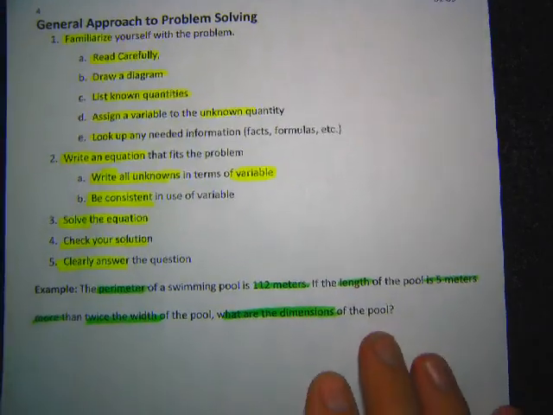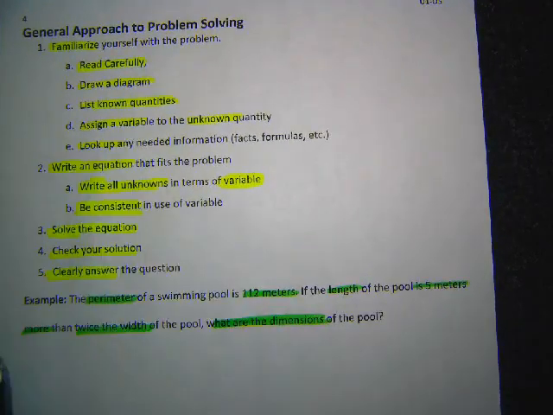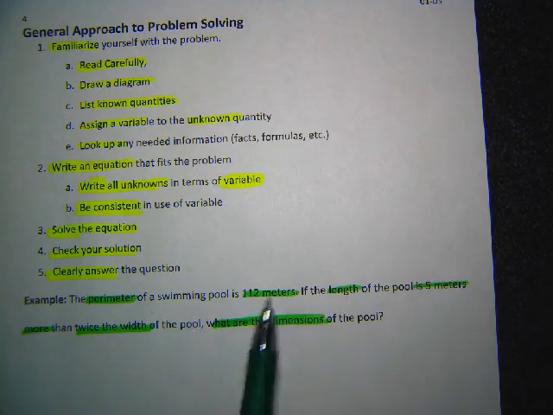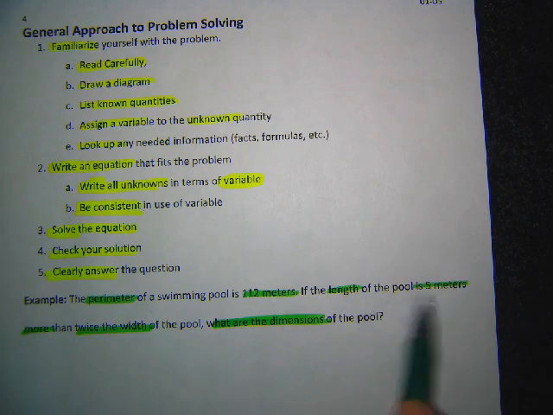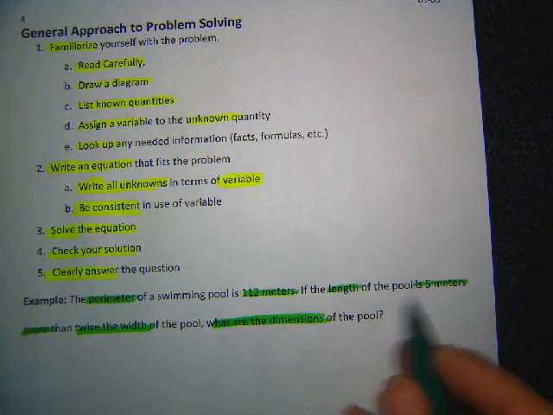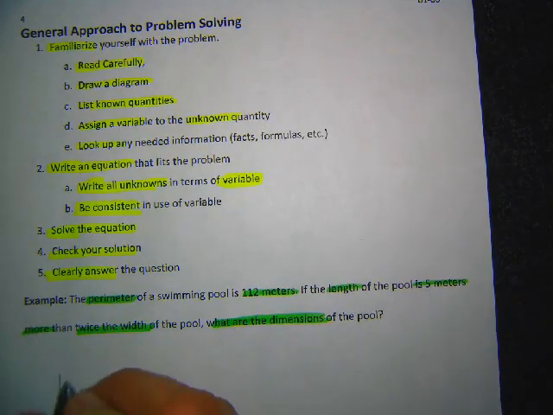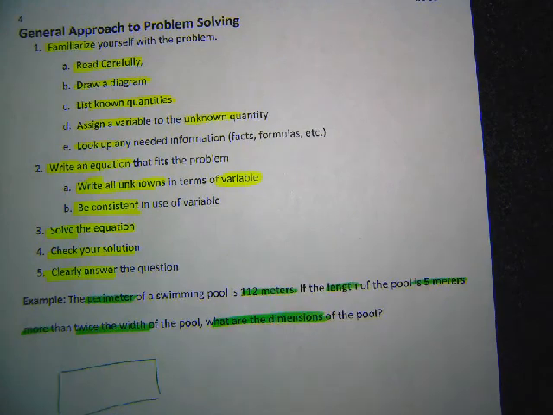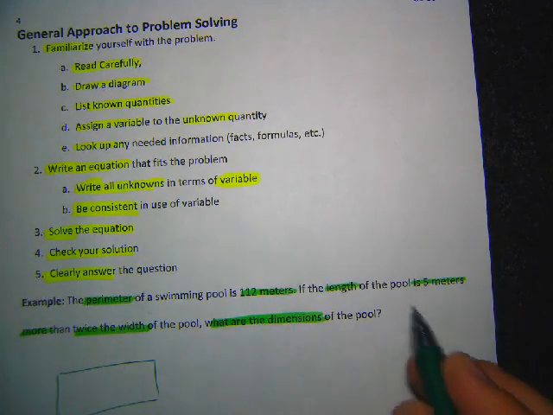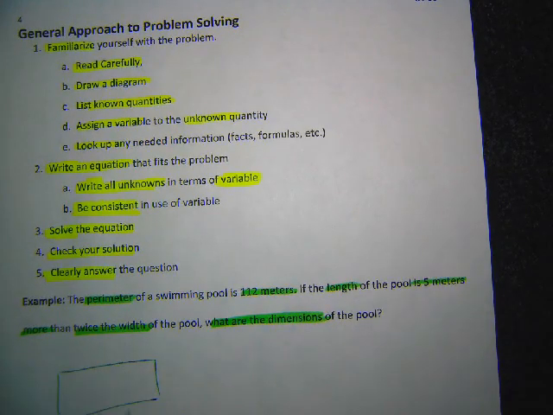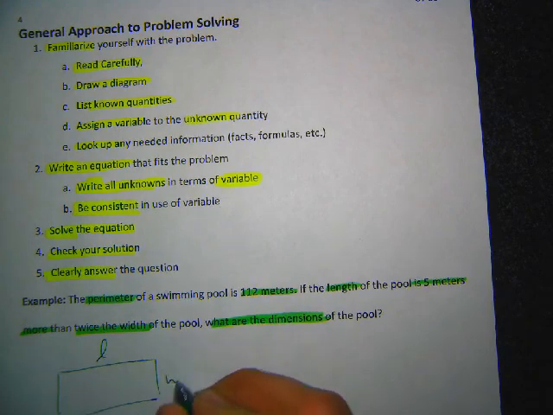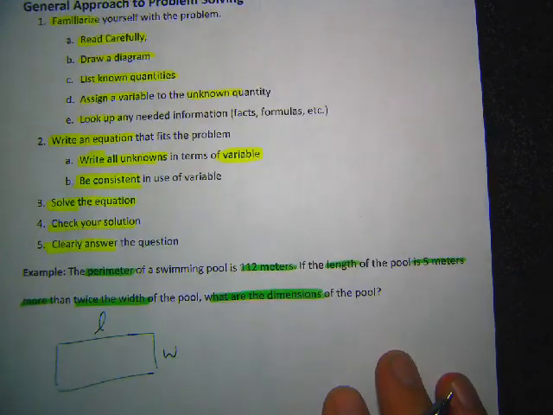So if I think about what's going on here, again, I'm going to read it carefully. I got a pool. It's 112 meters is the perimeter. I have to talk about the length and the width. And then I draw a picture. And because we talked about length and width in this pool, I'm guessing it's probably going to be a rectangle, right? They tell us the length is 5 more than the width, so the length would be the long side, the width would be the short side. Have something like that.